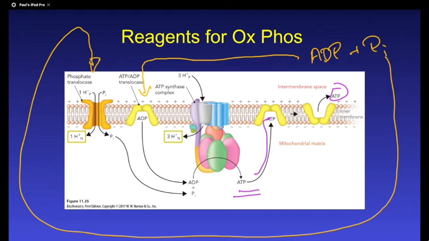Okay. And it will go in the cell, but what kind of transport is that? Symport. And for every Pi coming in, what has to come in? 1 proton. Here's where the fourth proton is used to create ATP. You use 3 here, and you use 1 to transport the Pi.